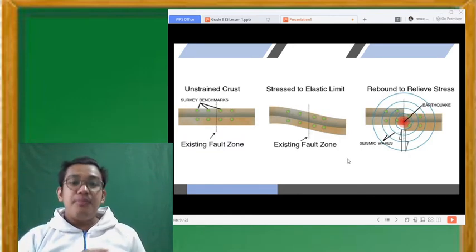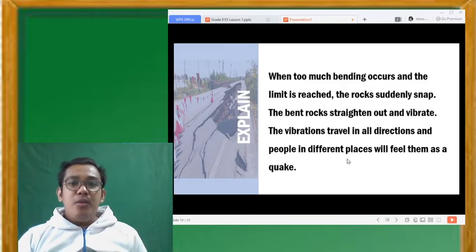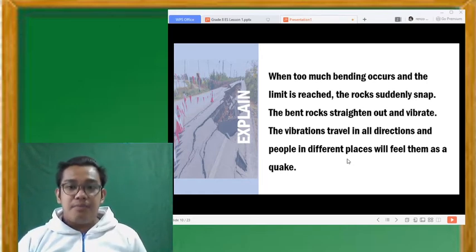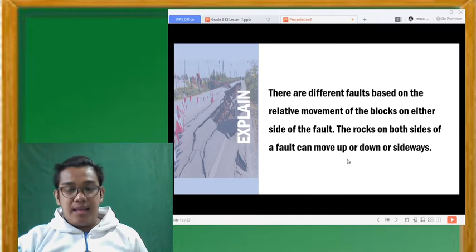So we have different movements of our earth's crust. When too much bending occurs and the limit is reached, the rock suddenly snaps. The bent rock is straightened out and vibrates. The vibration travels in all directions, and people in different places will feel it as a quake. Okay, I know you already feel this.